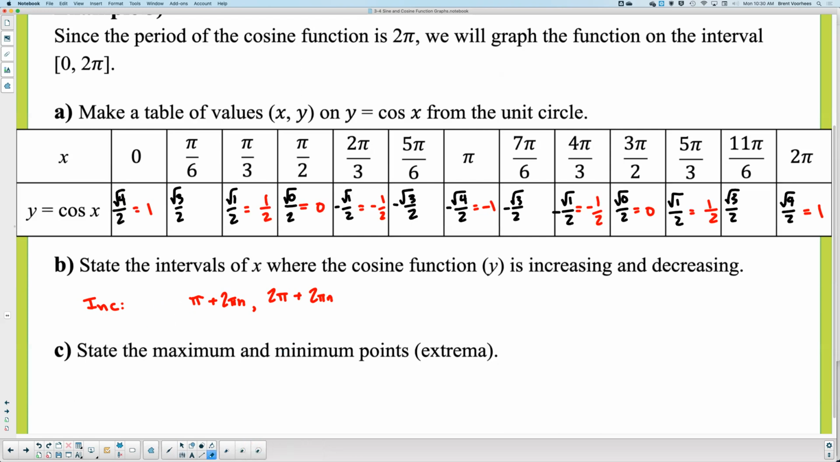I should have done a parenthesis. I'm sorry. Parenthesis. Increase, decrease, you use parentheses, not brackets. Anytime they use the word interval, when we're not talking about domain or range, you use parentheses. Okay, decreasing. Where would I decrease from? From 0 to pi. So 0 plus 2 pi n. You don't actually have to write the 0. You could just put 2 pi n. From 0 to 1 pi.